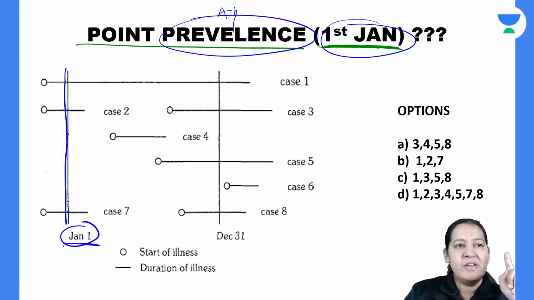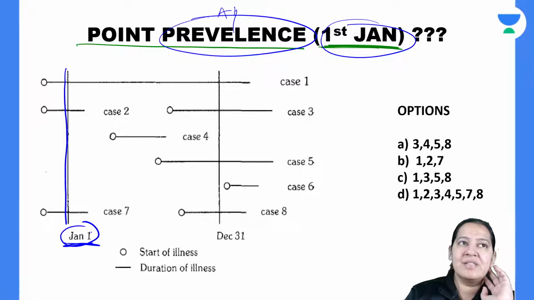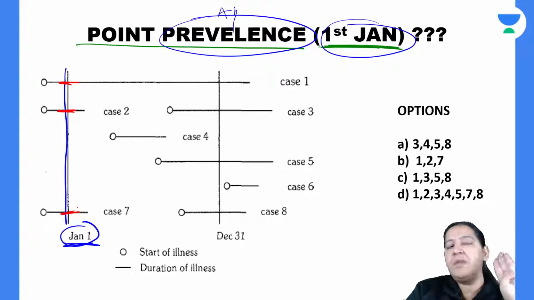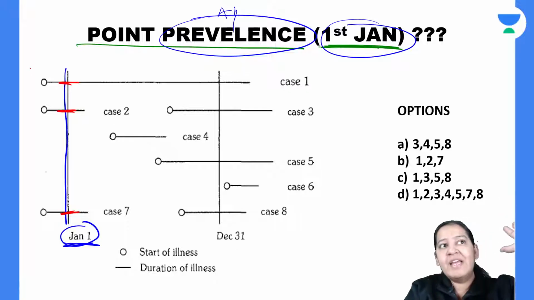So can you see 1st January? Take all cases at 1st January who have disease. Who will tell me the correct answer? At 1st January, I can see this, this and this. Only 3 people have disease, which are crossing this line. So at this snapshot, I'm not taking the entire scenario.